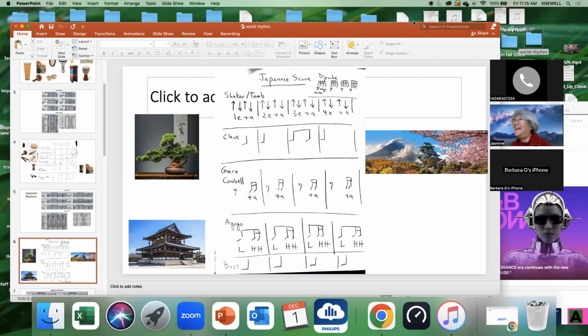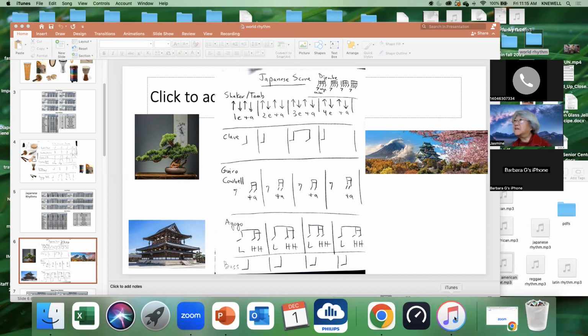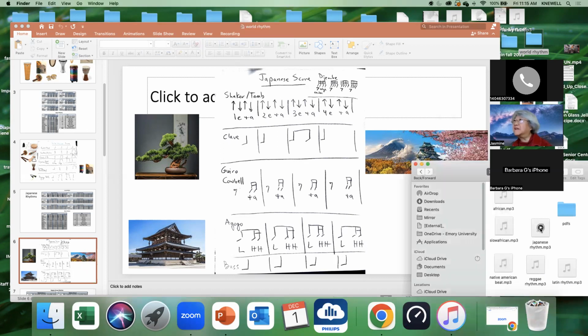And let's pull up the soundtrack to see how fast we're going to have to be doing this, because I remember it was pretty fast. Okay, so here we go. We're going to play the clave part.